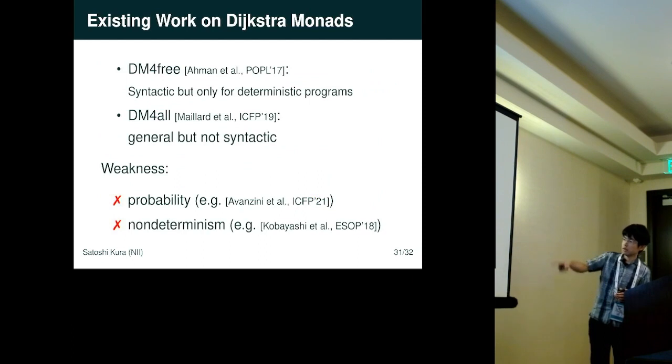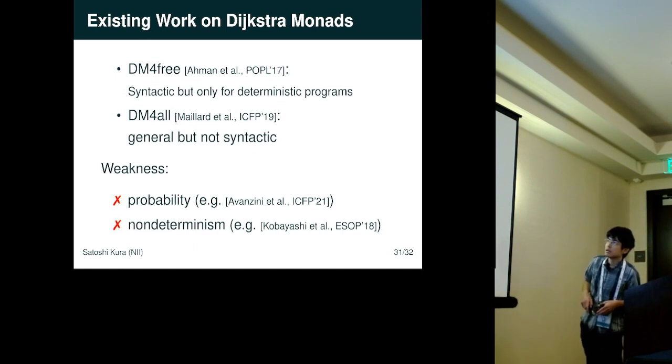My talk is about to finish, but before concluding, I'd like to compare my work with Dijkstra monads. Dijkstra monads combine dependent type systems with weakest precondition transformers. As far as I know, there are two papers that are closely related to our result. The first one is the Dijkstra monad for free, and the second one is the Dijkstra monad for all.